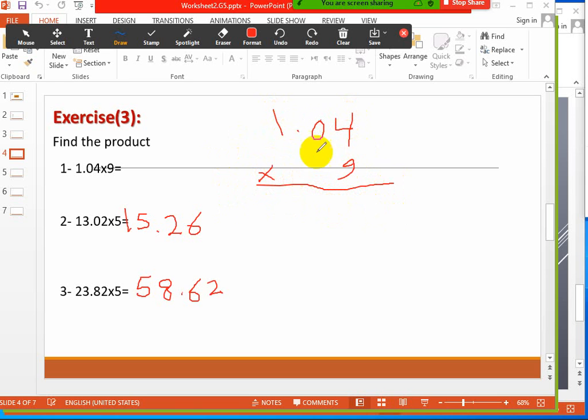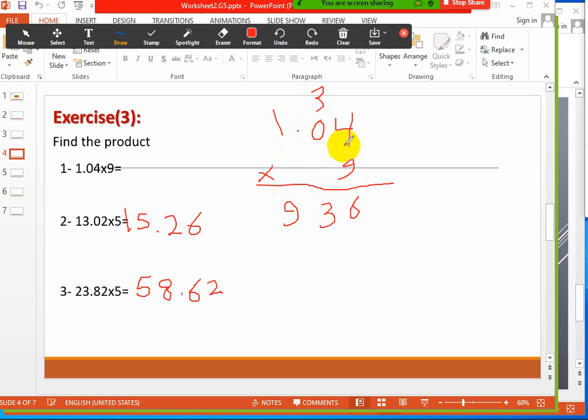Here decimal point. Let's multiply 9 by 4. 9 multiply 4 equals what? Very good. 9 multiply 4 equals 36. So I will put 6 here and 3 above the 0. 9 multiply 0 equals 0 plus 3 equals 3. Now 9 multiply 1 equals 9.